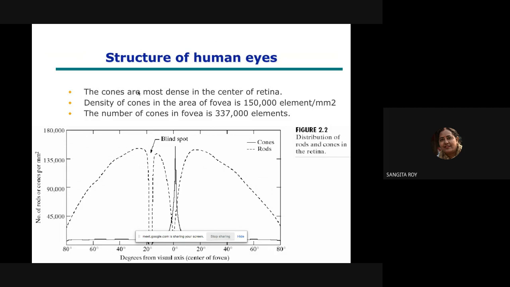In the structure of the human eye, the cones are densest in the center of the retina. The density of cones in the area of the fovea is 150,000 elements per square millimeter. The number of cones in the fovea is 337,000 elements.